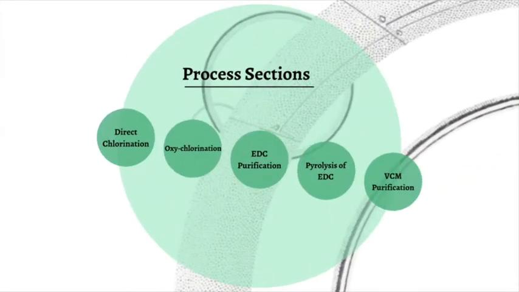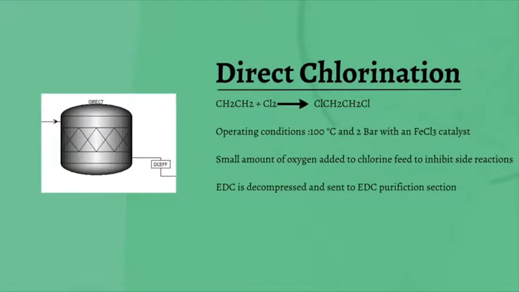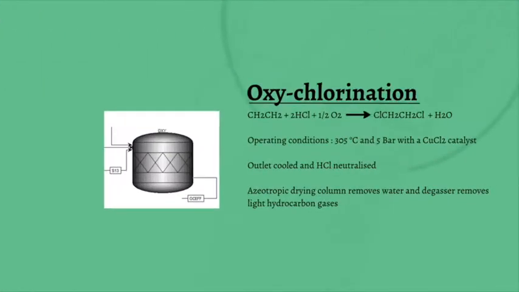Ethylene is fed into direct and oxychlorination reactors. In direct chlorination, ethylene is fed alongside chlorine to the bubble chlorine reactor R201, which at 100 degrees C and 2 bar with an iron chloride catalyst reacts to form EDC. A small amount of oxygen is added to the chlorine to help inhibit side reactions. EDC from the reactor is sent to EDC purification.